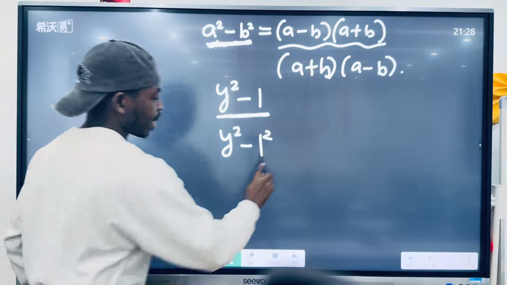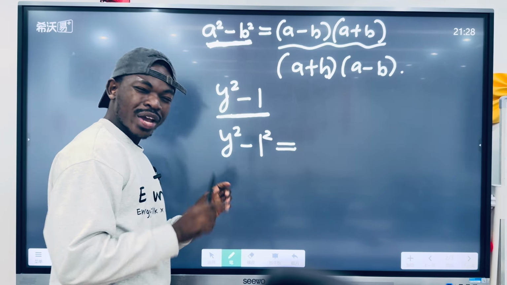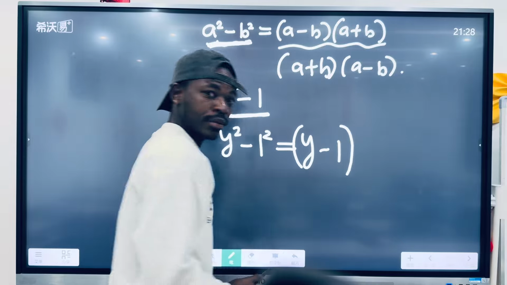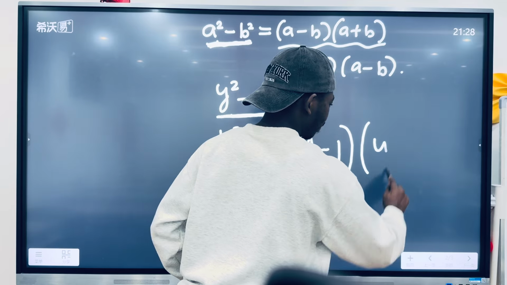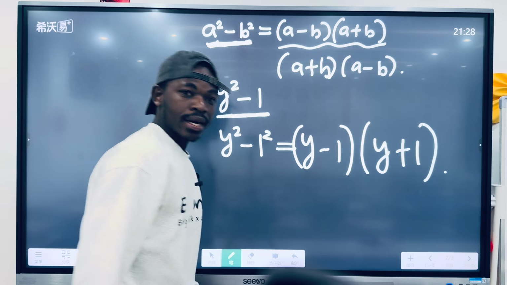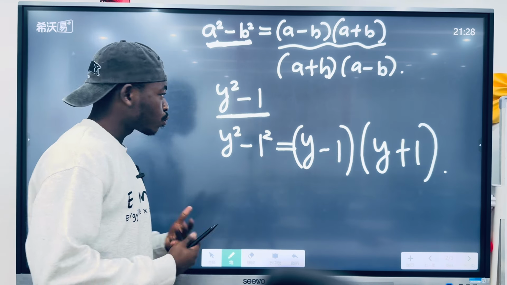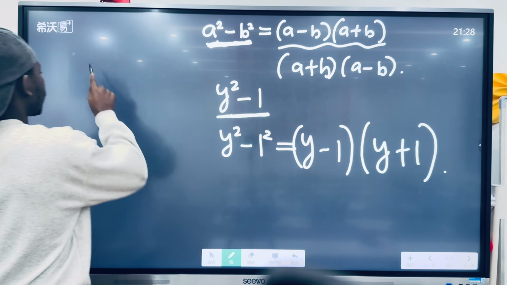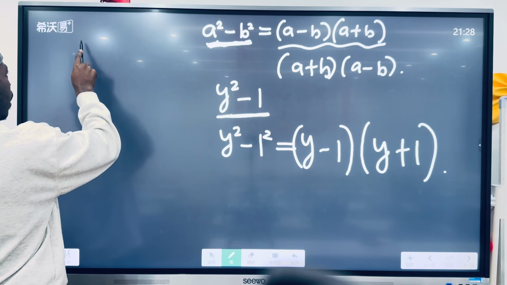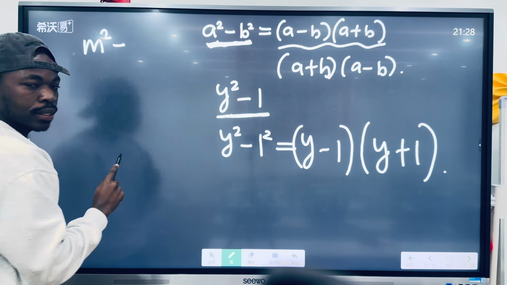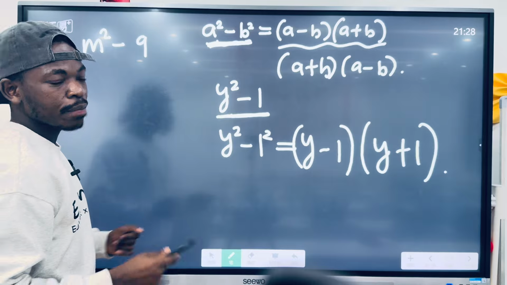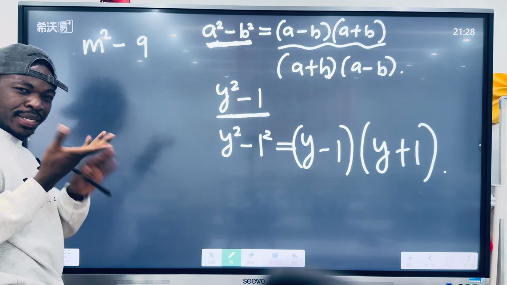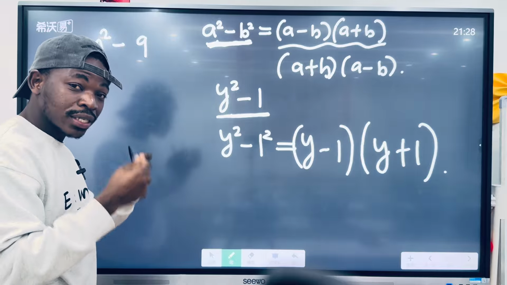So you factorize the expression like this now. You forget about the squares for a moment. What you're going to have is y minus 1. Then repeat the same thing, but with a different sign. This is what we call difference of two squares. Just to give you another example for the sake of practice, let's suppose we have m squared minus 9. First of all, because there's a square and there's a minus, you're suspecting that this could be a difference of two squares.